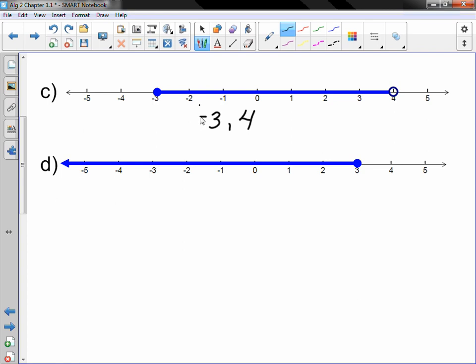Might be easier just to see the board. And a parenthesis. Is it -3? It's included because we have that filled in circle. And at 4, it's open, so we have a parenthesis. And that's it for that one there.